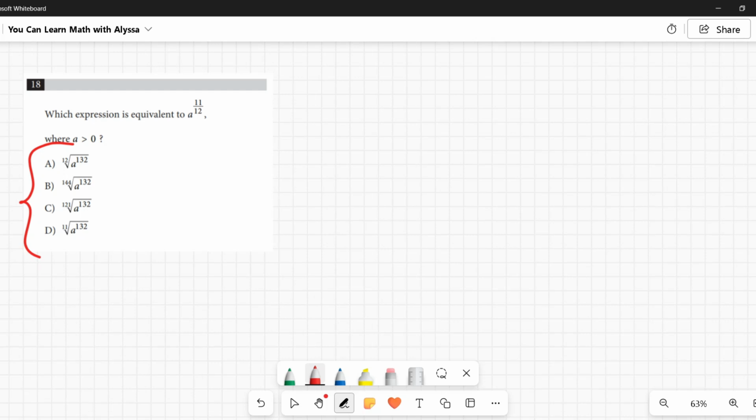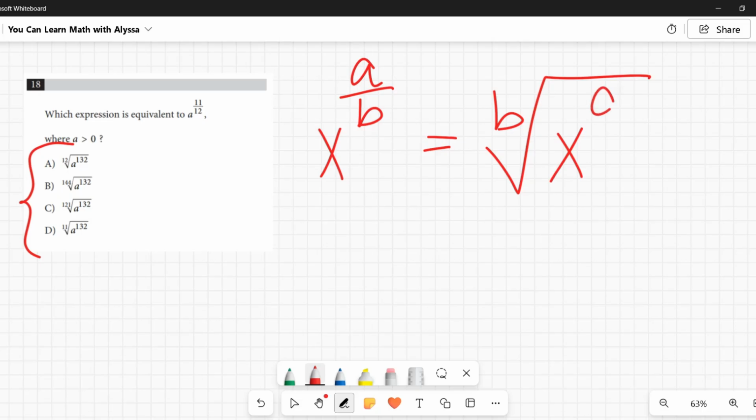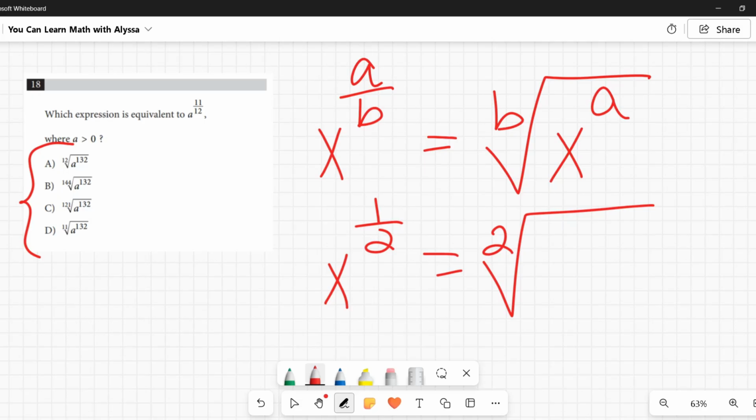So here is our rule. If I had x to the power of a over b, it is the same as the b root of x to the power of a. So for example, x to the power of 1/2 would be the square root, which we don't usually write the 2, but we could write if we wanted, the square root of x to the power of 1, or just the square root of x.